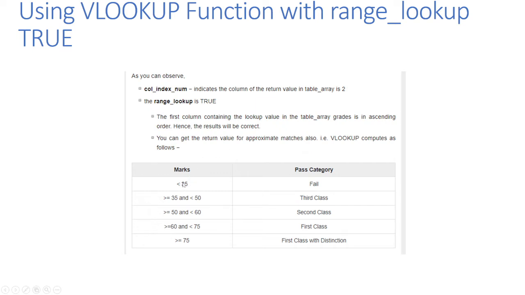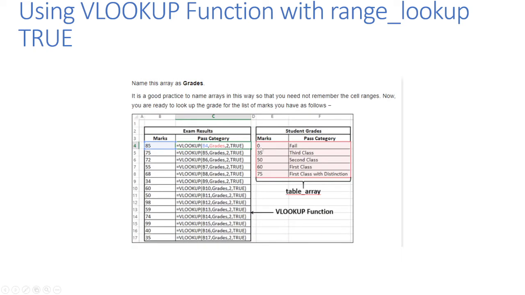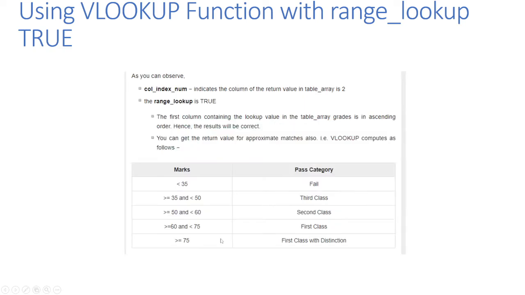So again, lesser than 35, that's fail. Greater or equal to 35 and lesser than 50, that's third class. Greater or equal to 50 and lesser than 60, that's second class. Greater than 60 and lesser than 75 is first class. And greater or equal to 75, that's first class with distinction. So if you notice here, that's 0 to 35, so lesser than 35 will be placed here. This should be from 35 to 49, or lesser than 50, as mentioned here in this table.